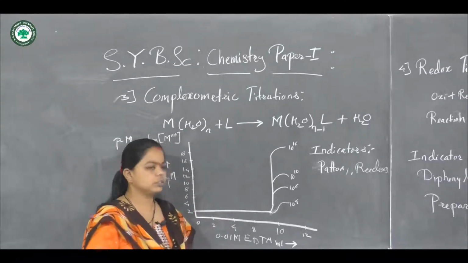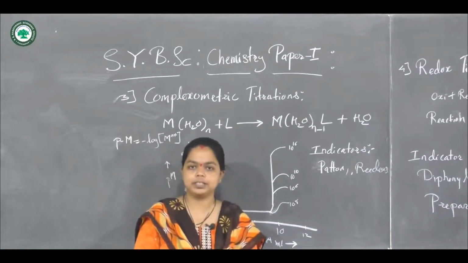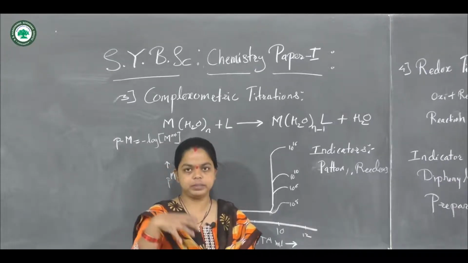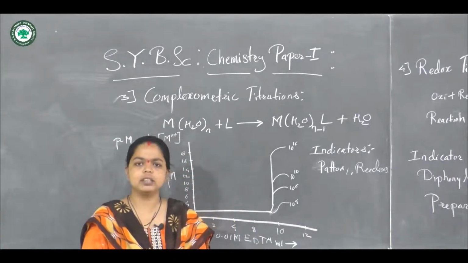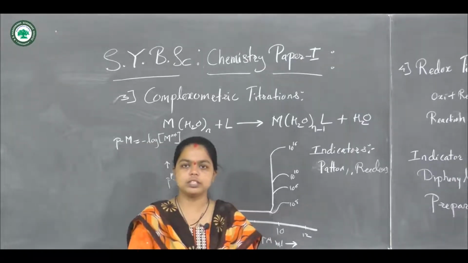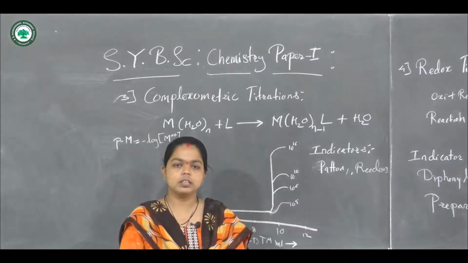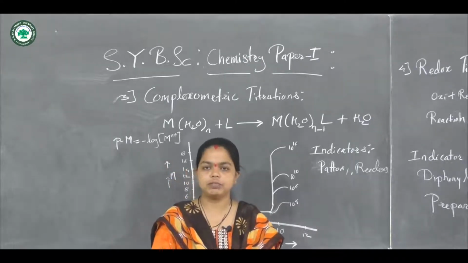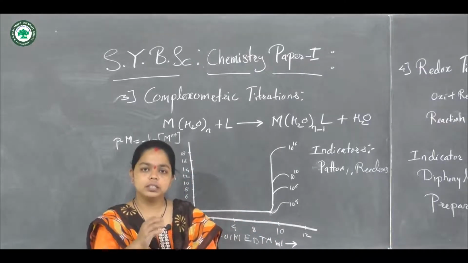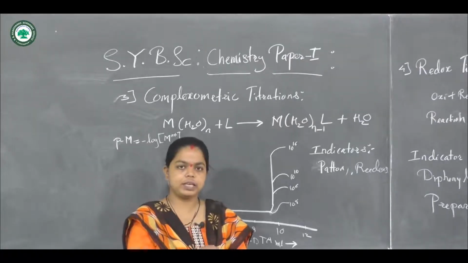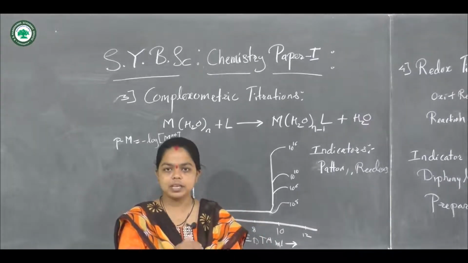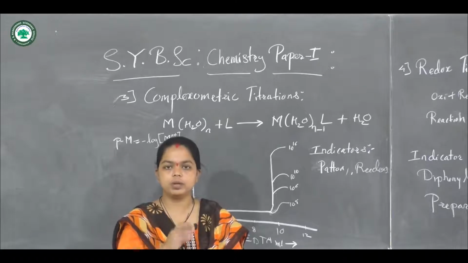Generally the complexing agent is taken in the burette. The solution of the complexing agent or chelating agent is taken in the burette, and in the conical flask the metal ion solution is taken, whose concentration we can determine. At a particular concentration of the metal ion and the chelating agent, a stable complex is formed at the end point of the titration.